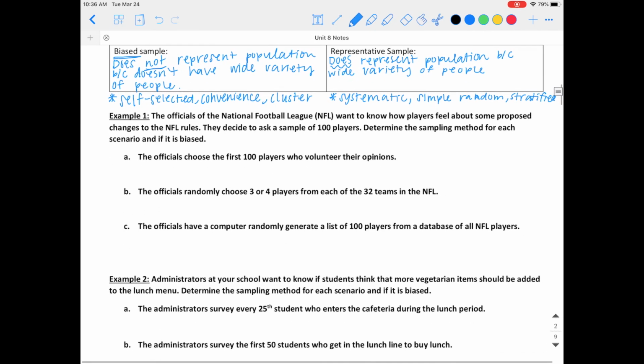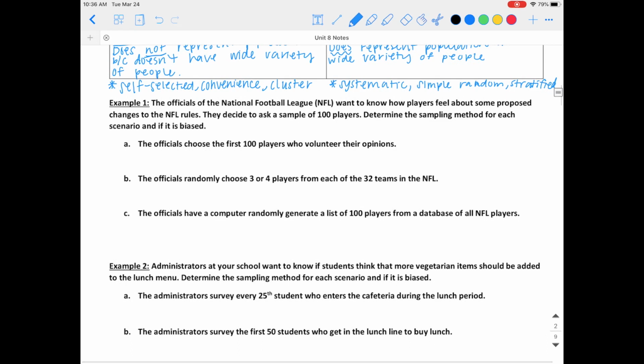The first one, we're in the NFL. We want to know how players feel about some changes to the rules. So they're going to ask a sample of 100 players. They're not going to ask every single player in the NFL. Okay, so we have these different scenarios. We have to figure out the sampling method and if it's biased. So the first one, they choose 100 players, the first ones who volunteer.